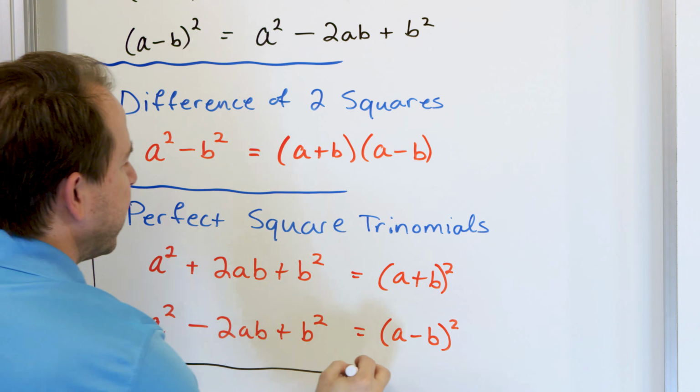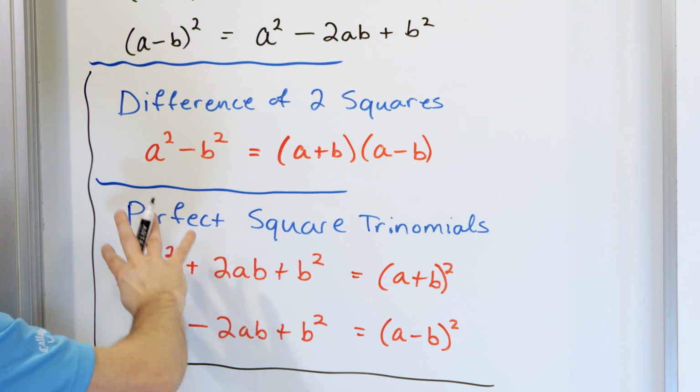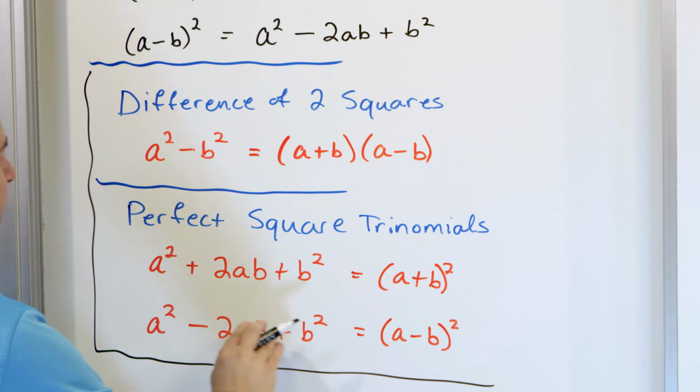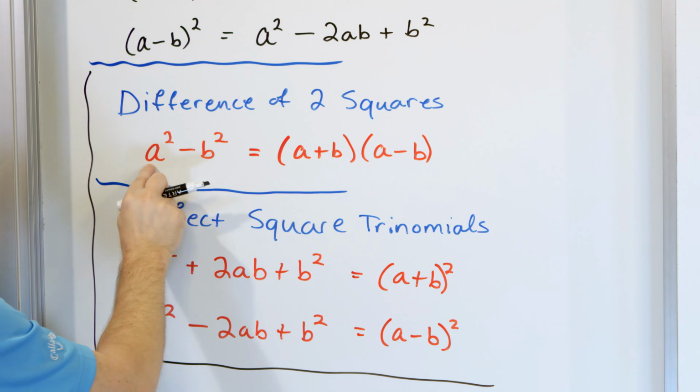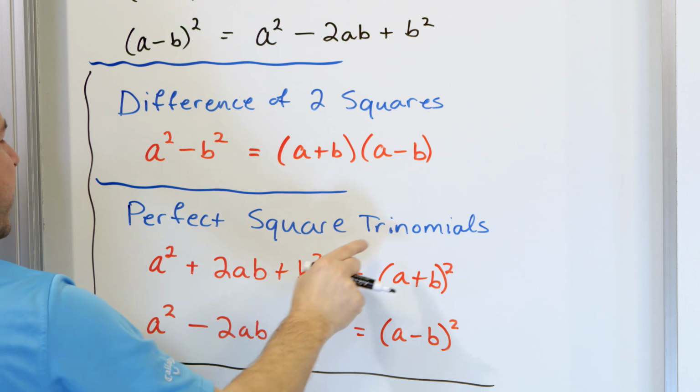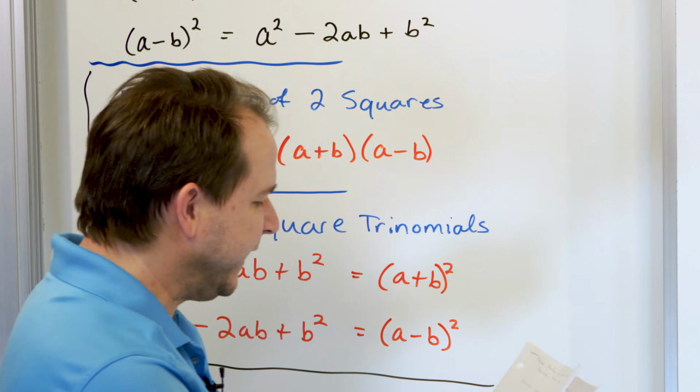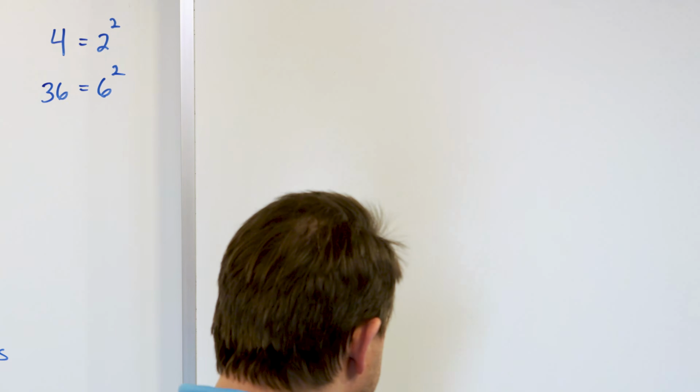So I'm going to leave this on the board. This is what we're going to do. We're going to learn how to factor using these special cases. The difference of two squares is this rule, and perfect square trinomials is this rule. So let's stop talking about it and just do a couple of examples and show you how to apply these rules. So for the first one, you might say, how do I do this?